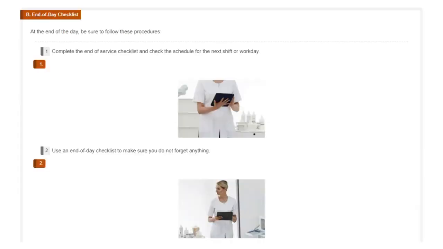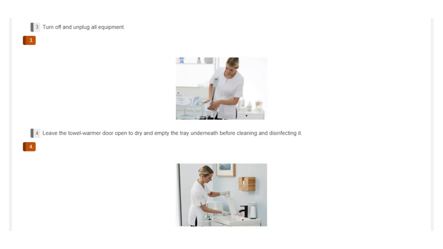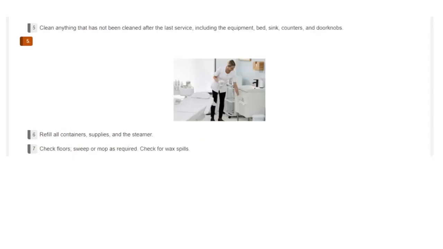The end-of-day checklist. At the end of the day, be sure to follow these procedures. 1. Complete the end-of-service checklist and check the schedule for the next shift or workday. 2. Use an end-of-day checklist to make sure you do not forget anything. 3. Turn off and unplug all equipment. 4. Leave the towel warmer door open to dry and empty the tray underneath before cleaning and disinfecting it.